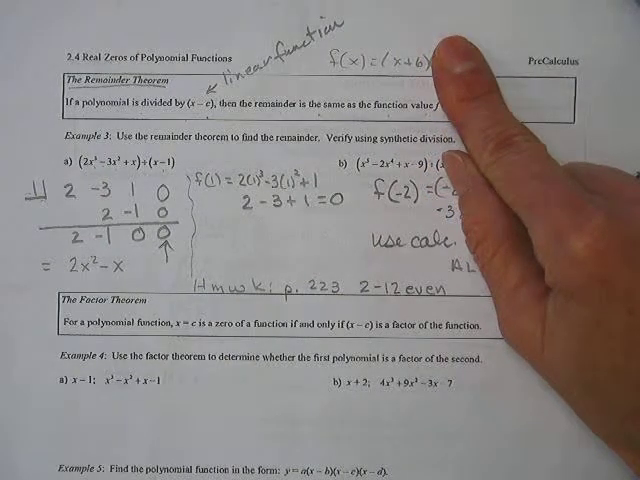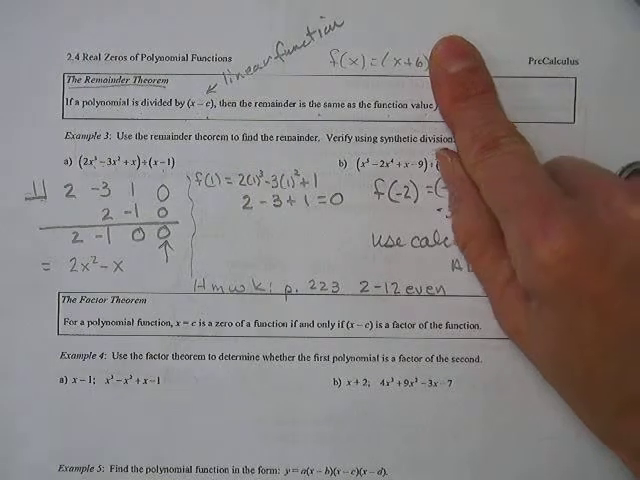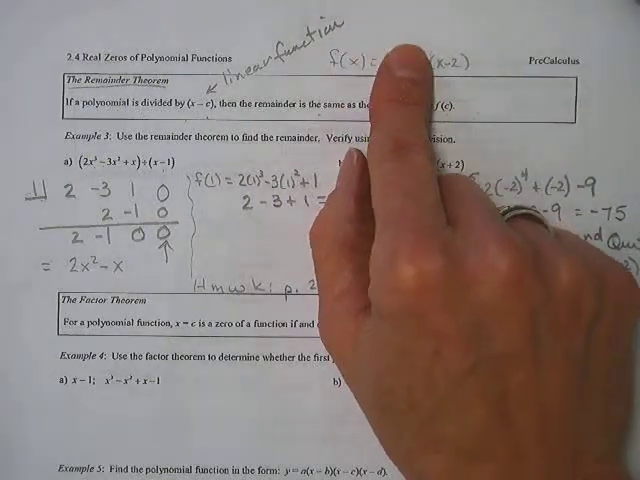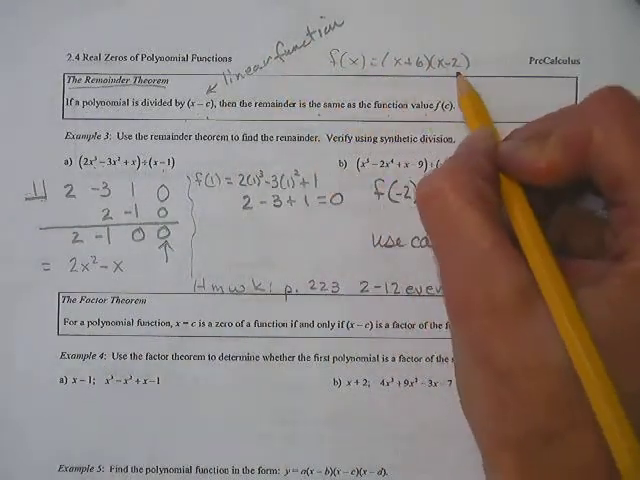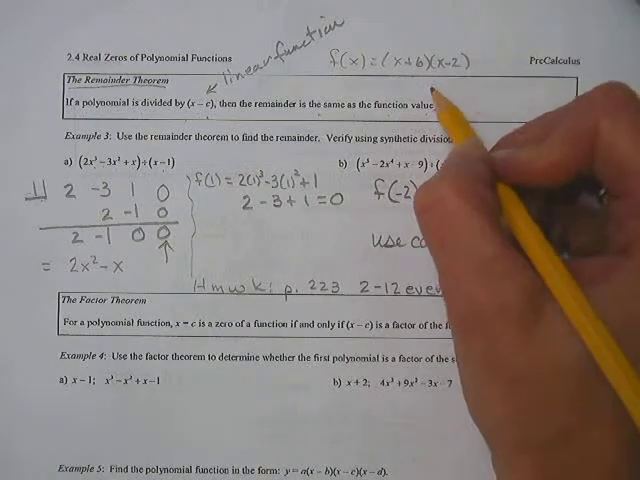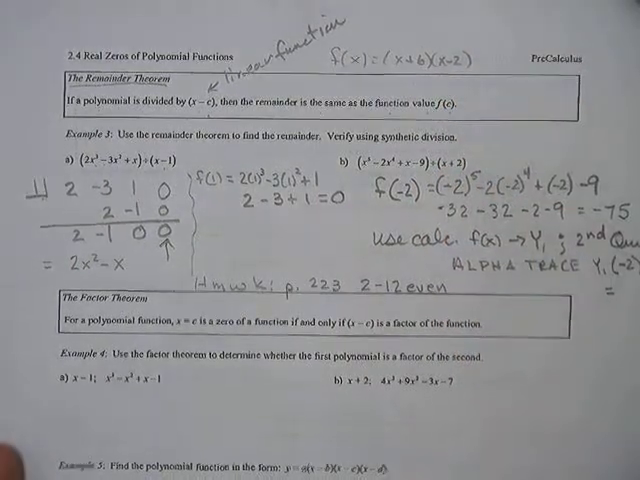If I graph just this, Seamus, what is that a graph of? A line, very good. And if I graph just that, what is it a graph of? A line. That's why these are called linear functions, because each individual one of the factors is a line. That was the only purpose of that.